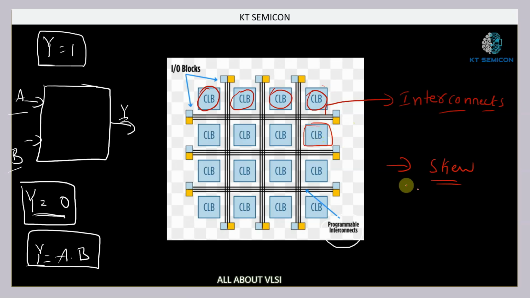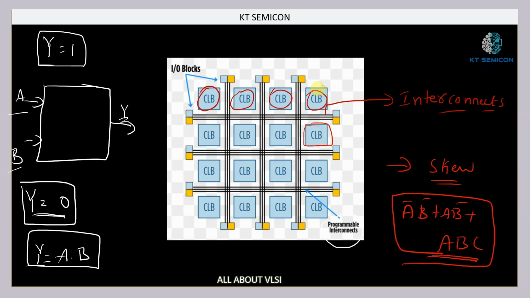And suppose we want to implement a function A bar B bar plus A B bar plus A B C like this. Now for implementing this particular function, the tool may select this CLB and this CLB and this CLB. So it is going to connect these three CLBs for implementing this particular function.